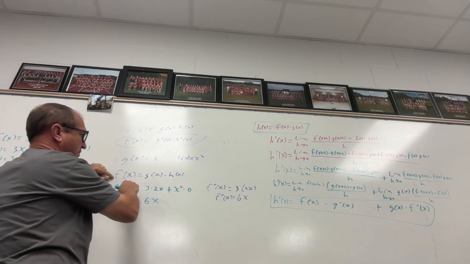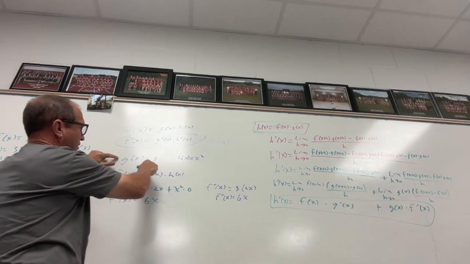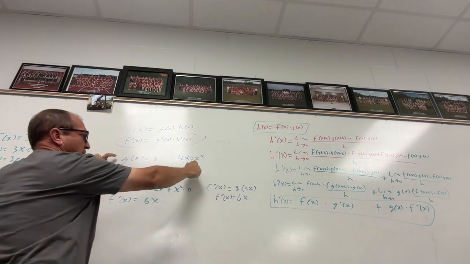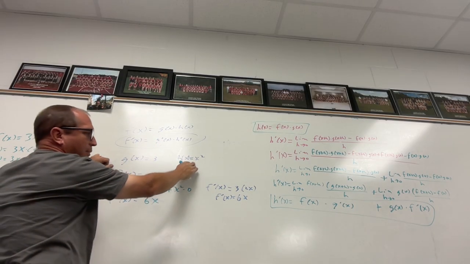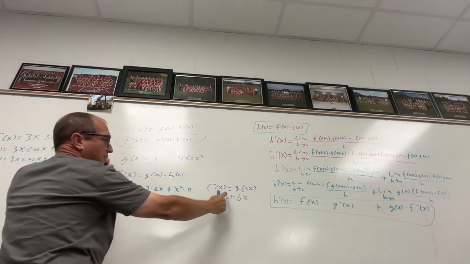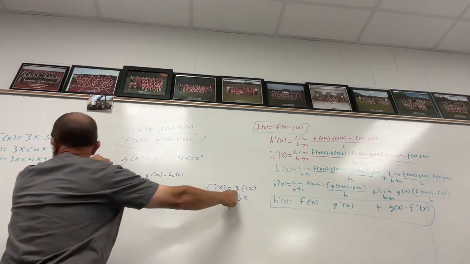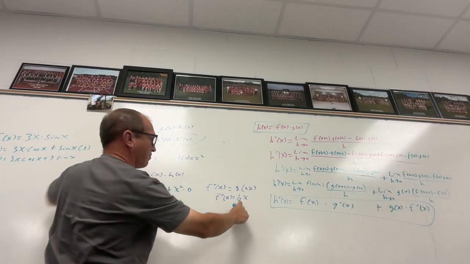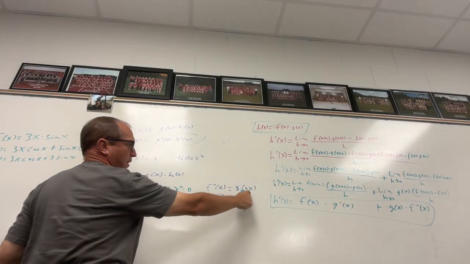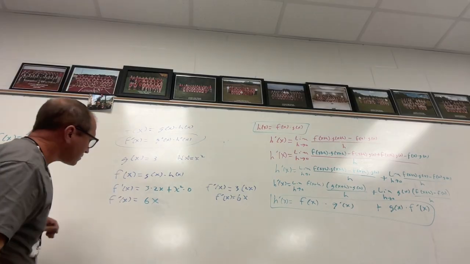A couple of examples we did in here is we said we were going to let g of x equal 3 and h of x equal x squared. And we learned from a previous shortcut that with the constant multiplier rule, the answer should be 3 times the derivative of the second term, which would be 3 times 2x, which is 6x.